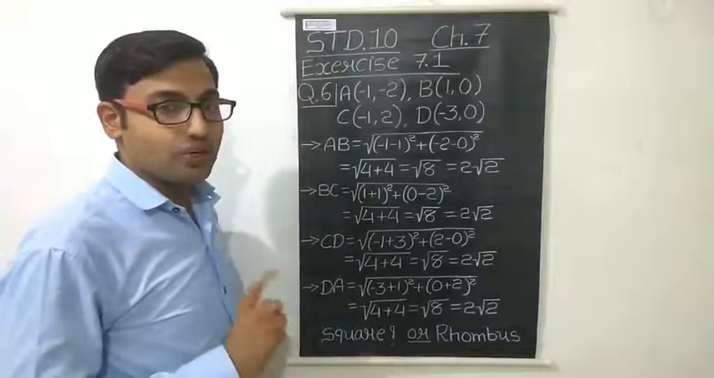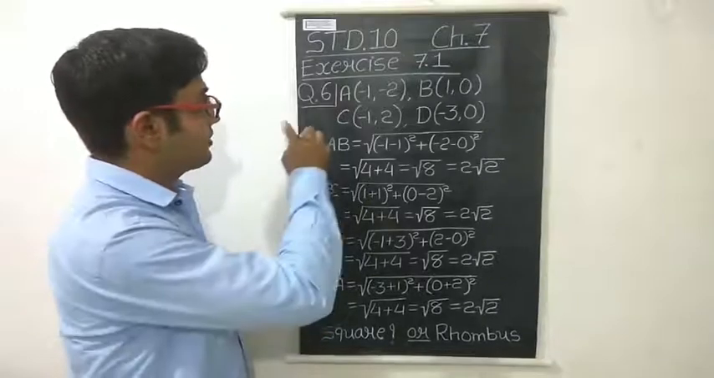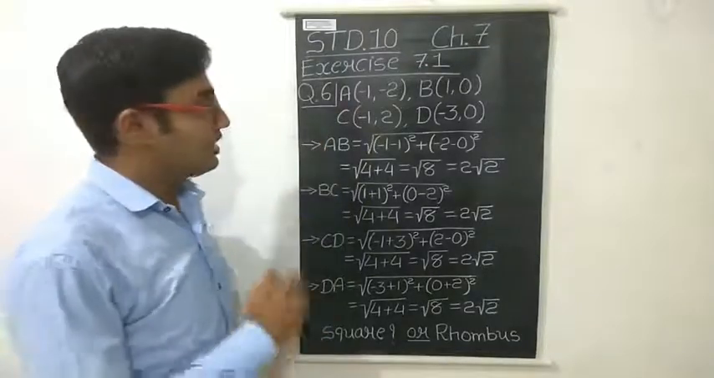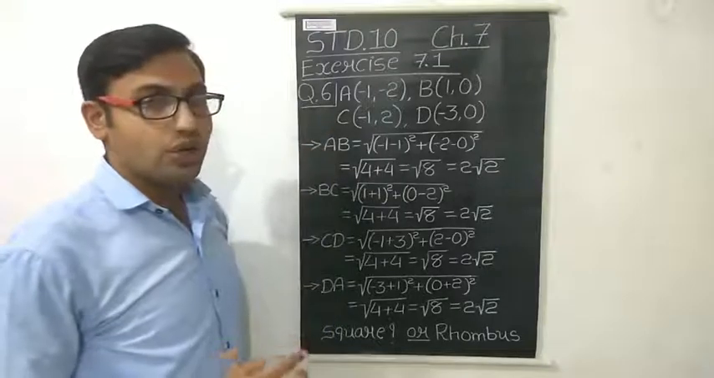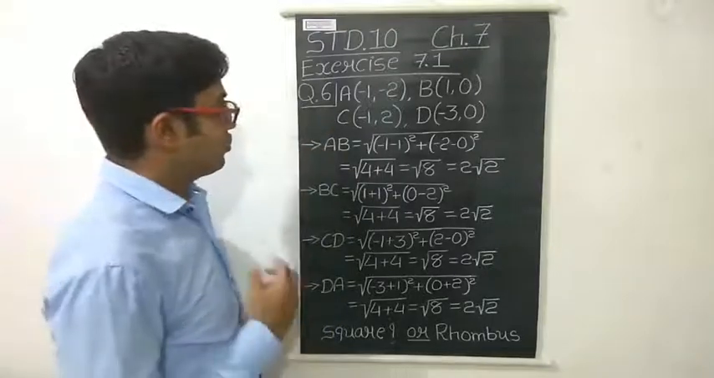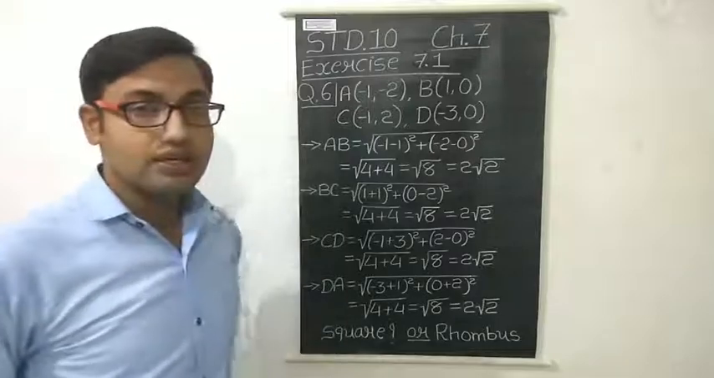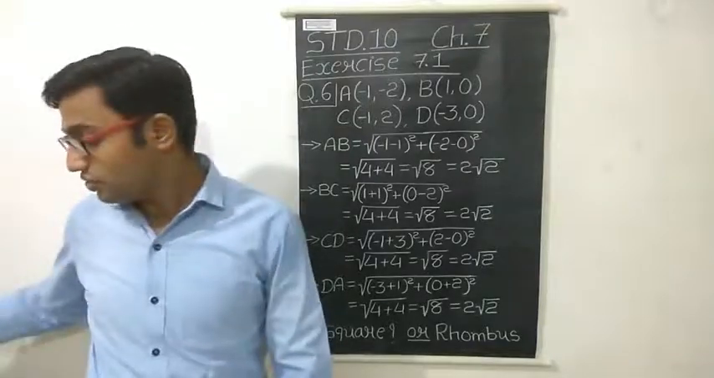Hello students, today we will continue the exercise 7.1. This is the exercise of standard 10, chapter number 7, coordinate geometry. So today we will study the question number 6. And what is the question?